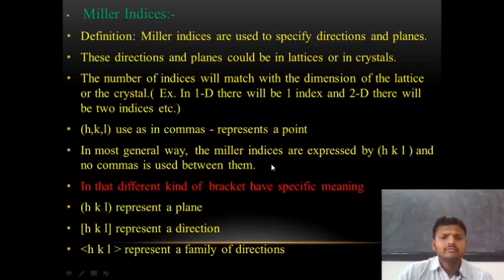Different kinds of brackets have specific meanings. In round brackets, (hkl) represents a plane. In square brackets, [hkl] represents a direction. The third one, in angle brackets, <hkl> represents a family of directions.